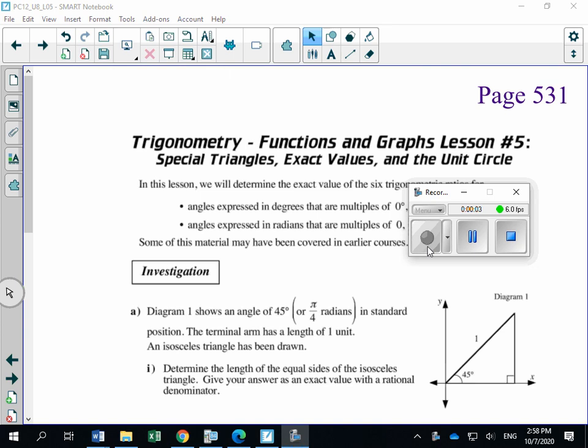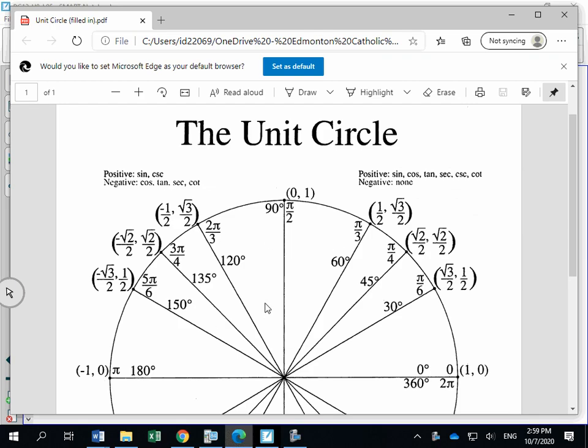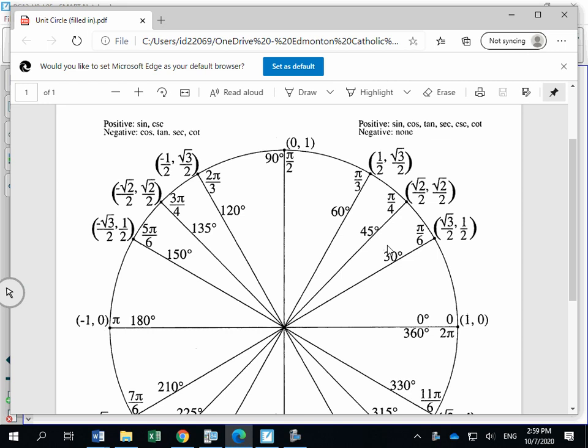Hi Math 30s. In this video we're going to be working through lesson 5, and lesson 5 is going to be tying everything together with the unit circle and then how we would apply the unit circle. This video is under the assumption that you have already generated your unit circle. I've made a video on how to completely generate the unit circle using degrees, using radians, and then figuring out all of the points. So again, this video is just assuming that you have this knowledge.